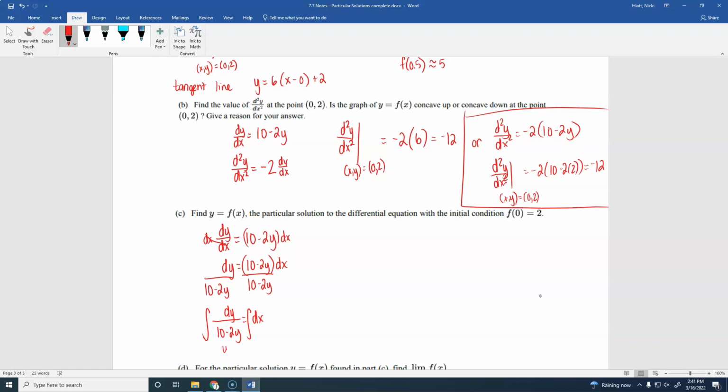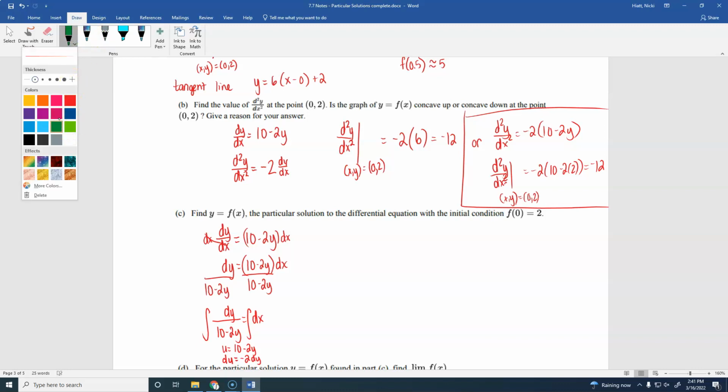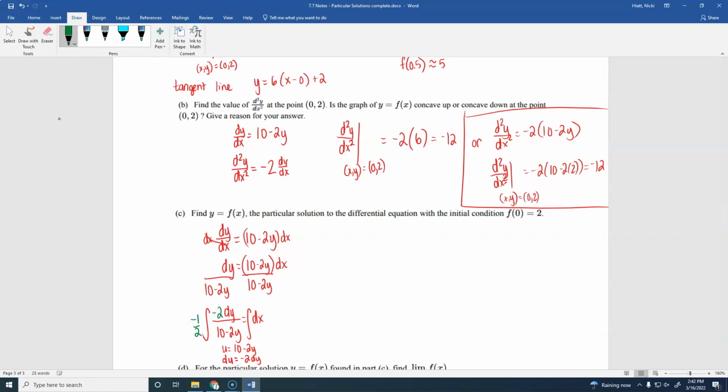And your u would be 10 minus 2y. So what is the du? Negative 2 dy. Just the dy. So we'd have to put a negative 2 right here, which means we'd have to put a negative 1/2 out front. So that would look like this, 1/2 integral of 1 over u du equals the integral of dx.